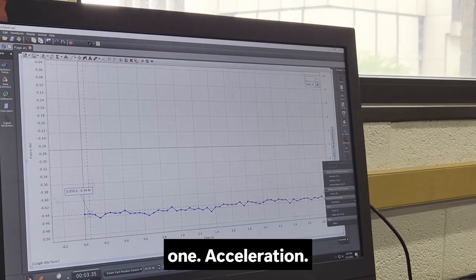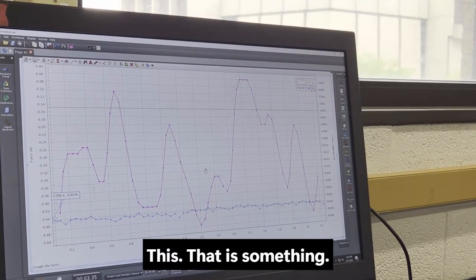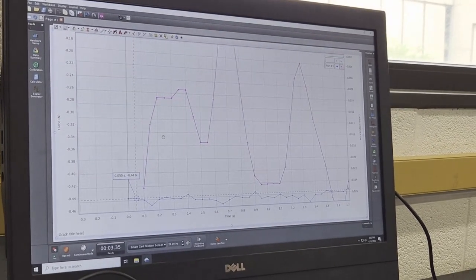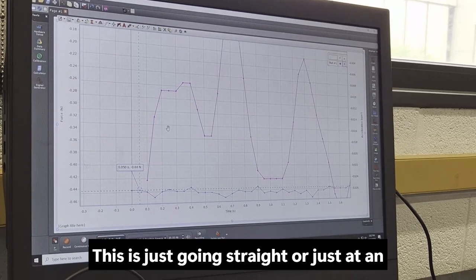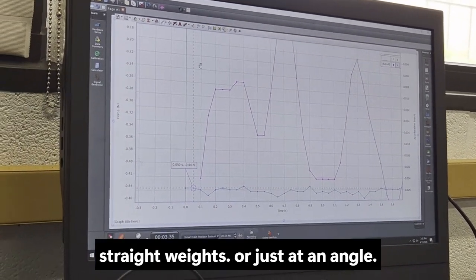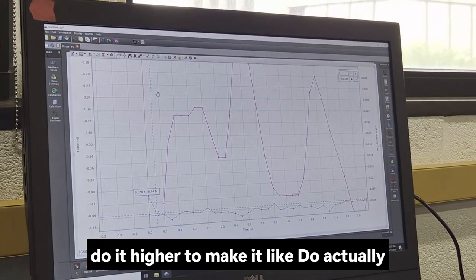We do one every semester, but it's like 5 questions. Just do acceleration, state the answer, and then they give you a reading. I wanted to register the data. Was this just going straight, or at an angle? Oh yeah, the weights. Registration, you can make a plan.